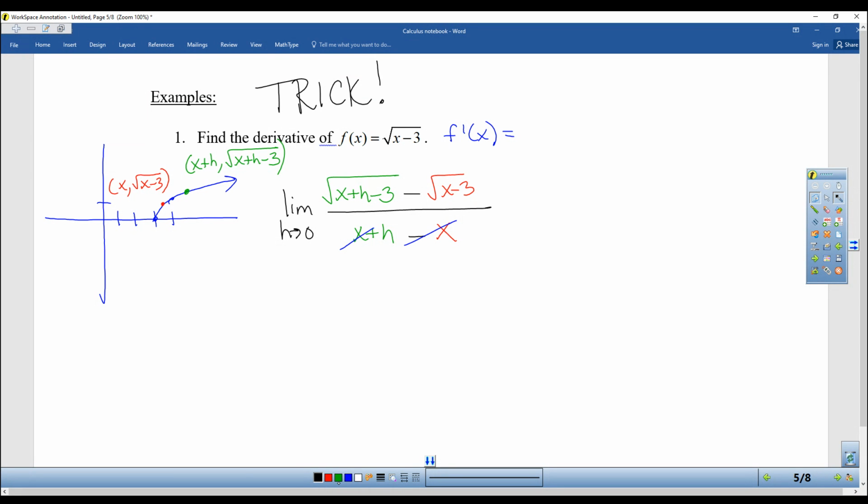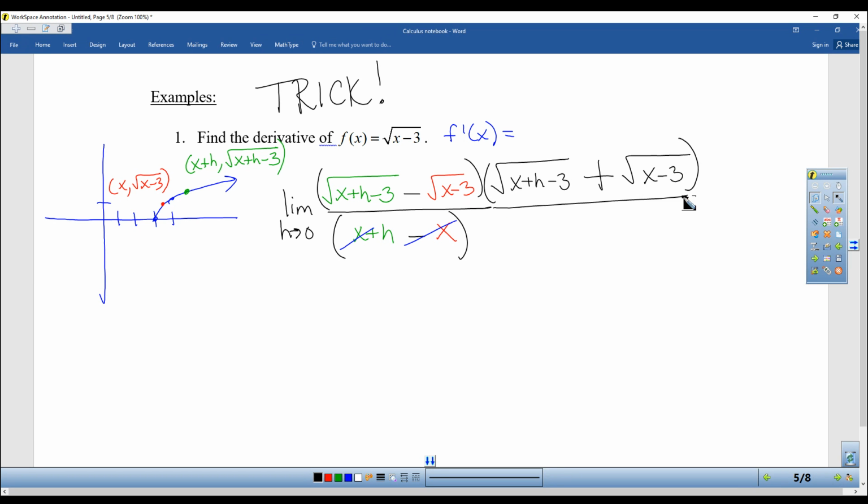The way that we solve one of these is to multiply the numerator and the denominator by the conjugate, which is the square root of x plus h minus 3 plus the square root of x minus 3, and then the same thing on the bottom. That's what a conjugate is, when the two terms are the same, but the thing in the middle is opposite. So if it was plus, it's minus. If it was minus, it's plus.